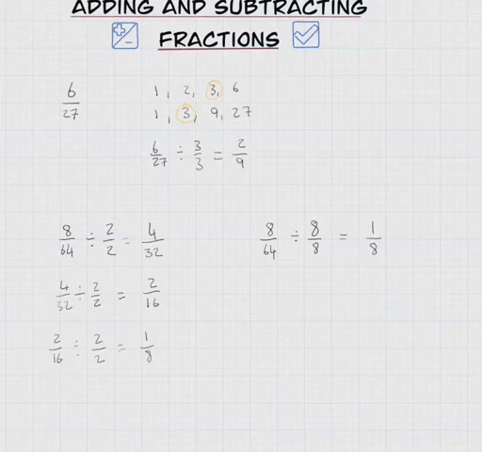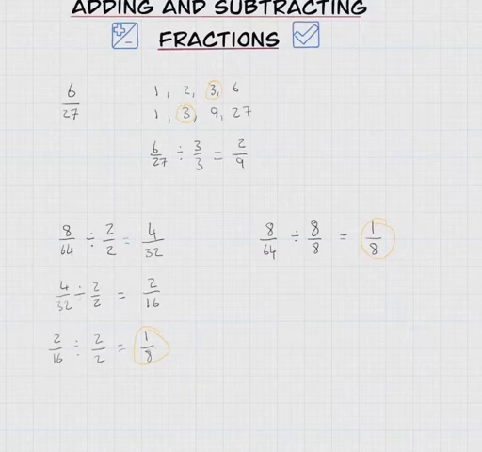Would you look at that? 1/8 over here, 1/8 over here. I simplified it in two different ways, but I still got the same final answer. And it's fine to simplify in whatever way is easiest for you. If you want to do it in steps and keep getting smaller and smaller, that's fine. If you want to just find the highest common factor all the way at the beginning by listing all the factors and seeing which one is the biggest, that's also up to you. As long as you end up with an answer that is in its completely simplest form.